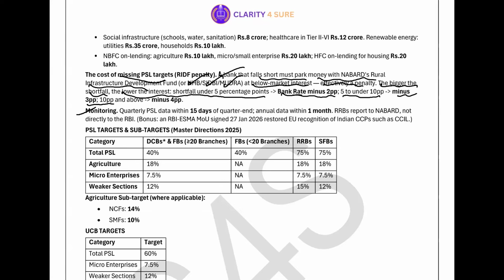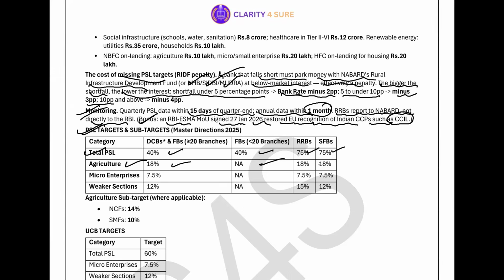Now, monitoring. Quarterly PSL data within 15 days of quarter end, annual data within 1 month. Regional rural banks report to NABARD, not directly to RBI. The bonus: an RBI ESMA MoU signed on 27th January 2026 restored EU recognition to Indian CCPs such as CCIL. Please try to understand these data points. Total PSL is how much? 40%. Foreign banks 40%, regional rural banks this much, and agriculture is important.